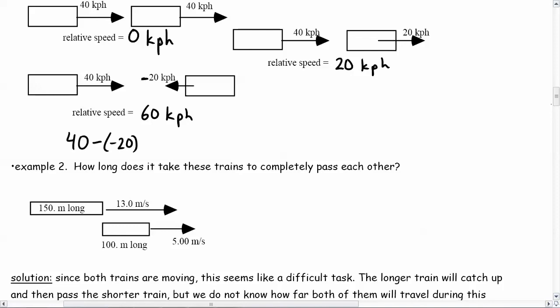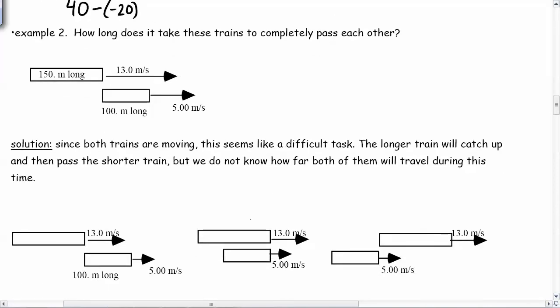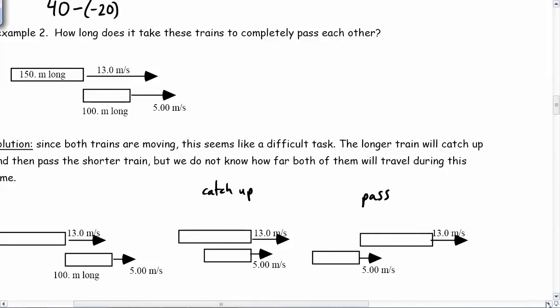Now, because both trains are moving, this seems like a really hard problem. The longer train is first going to catch up, like this, and then it will pass. But we don't know how far both of them are going to move during that time. So how can we make this problem a little bit easier to solve?